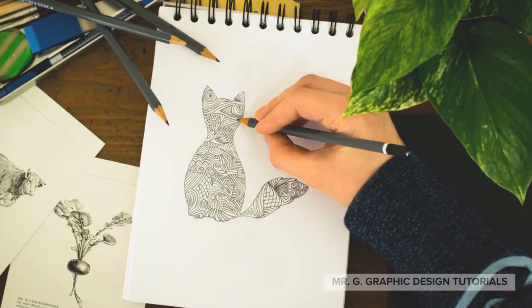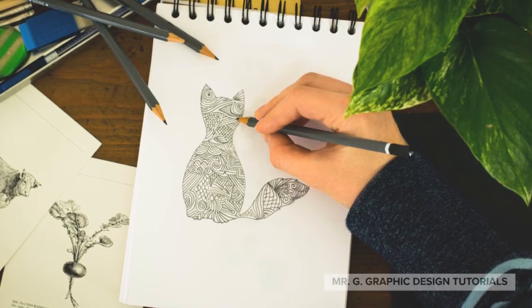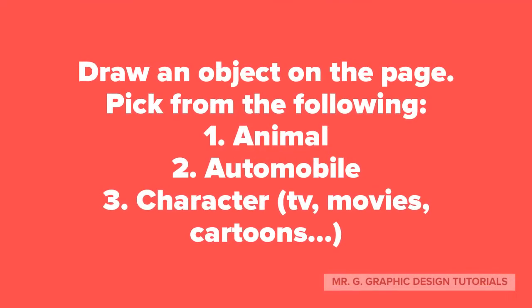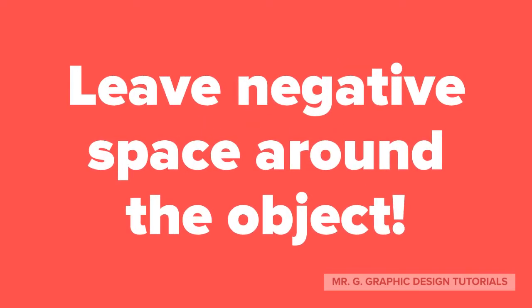All right, grab your pencil, grab yourself something to write on, hopefully a clean sheet of paper. Now it's time for you to draw. What I want you to do is draw an object on the page. Pick from the following: either an animal, an automobile, or a character. Anything from TV, movies, or cartoons is fine with me. On this drawing, I want you to leave negative space around the object.